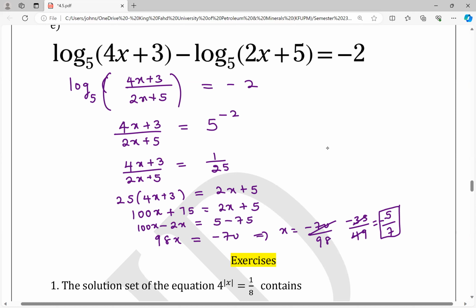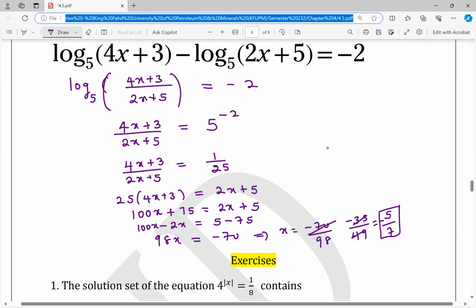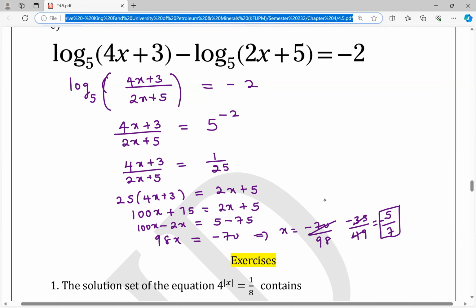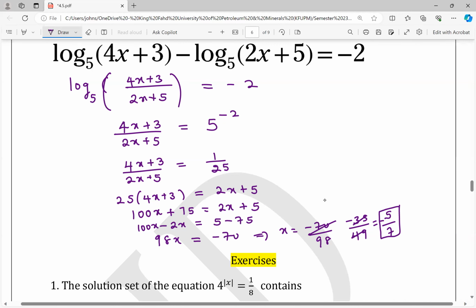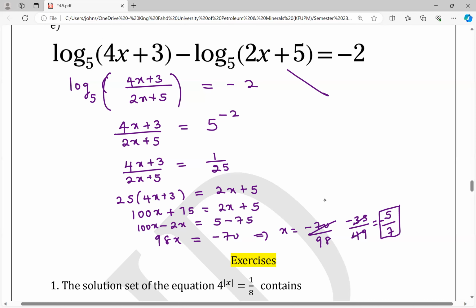Yes, so you can check, does it work? Minus 5 over 7. Try to substitute here to see whether it will be a positive number. Let's substitute here first. You have 2 times minus 5 over 7 plus 5. Definitely this is a positive number because this is just minus 10 over 7 plus 5. This is a small number, you add 5, so this is positive, right?